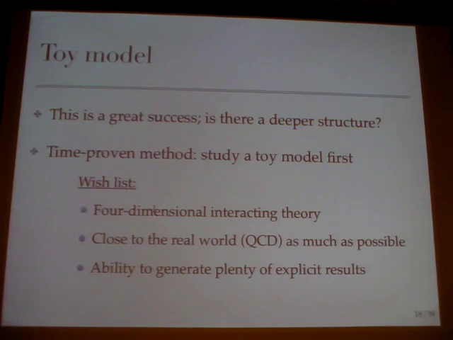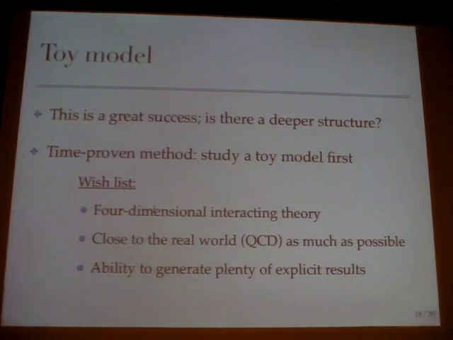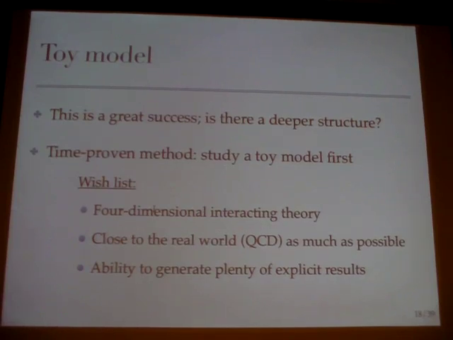Now, to attack this question directly would be too complicated, for example, jumping directly to QCD amplitudes. So there is a time-proven method to make progress, and that's first to concentrate on a toy model. We want to search for some toy model where the results will be simpler, but then the methods that we find there we can also extend to other theories. And we have a wish list, we have high demands on what the toy model is, because we want to pick the good toy model.